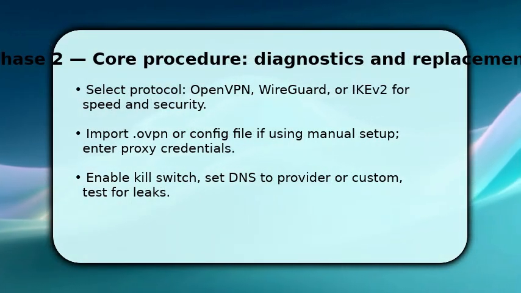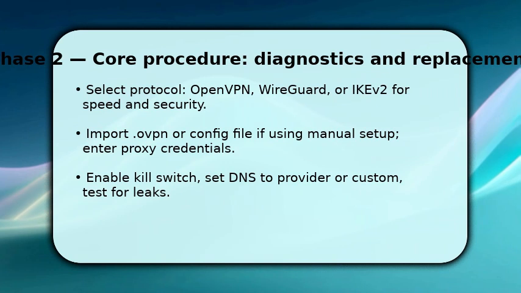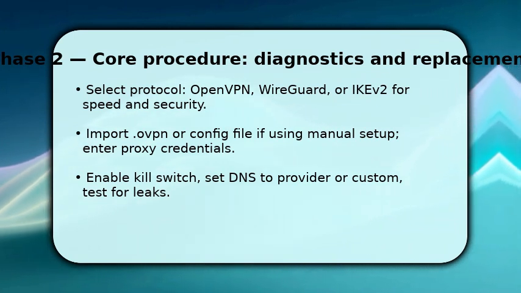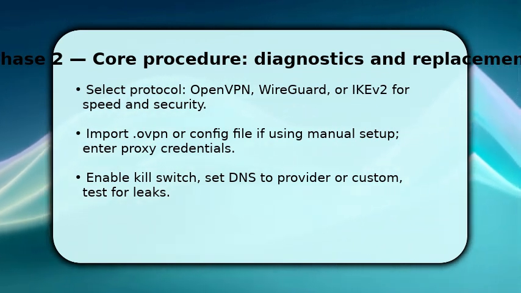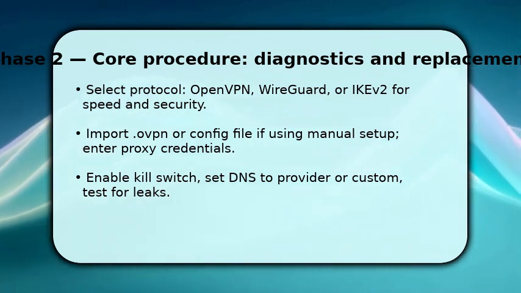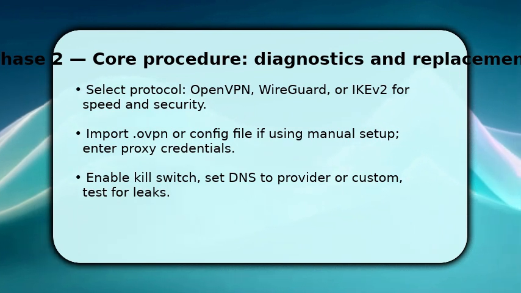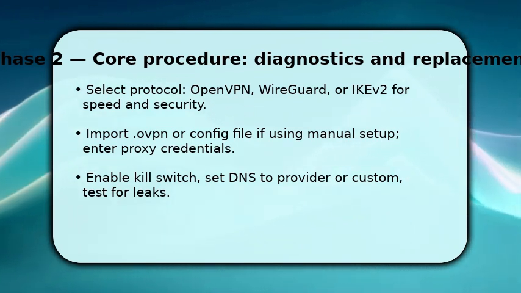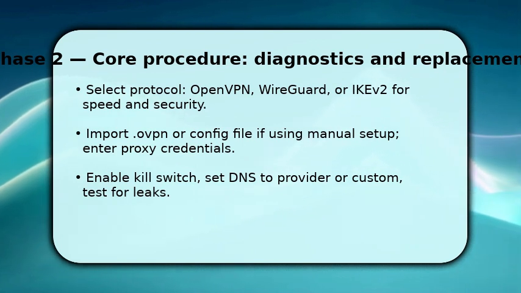If you use a manual profile, import the .ovpn config and enter proxy server details and credentials. That connects the VPN to your proxy tunnel. Then enable the kill switch and set DNS to the VPN provider or a private resolver to prevent leaks.